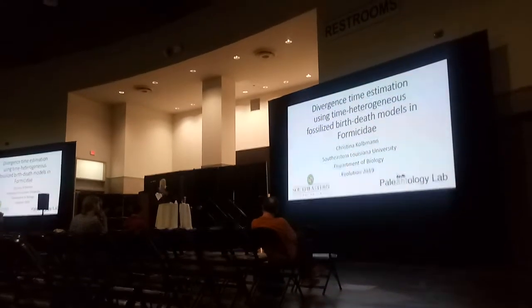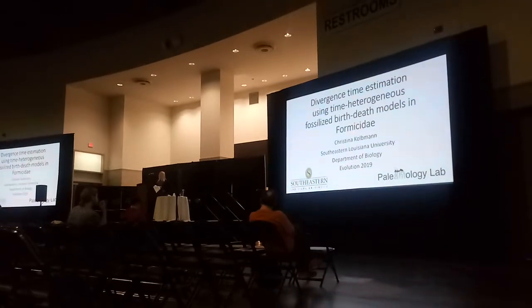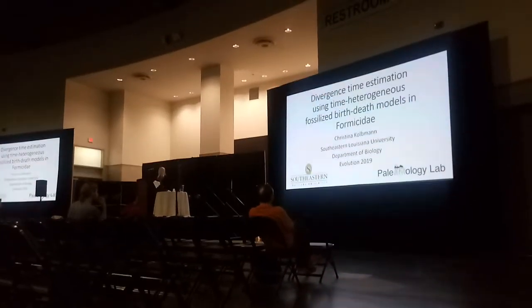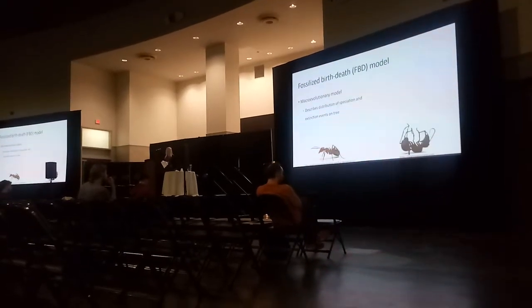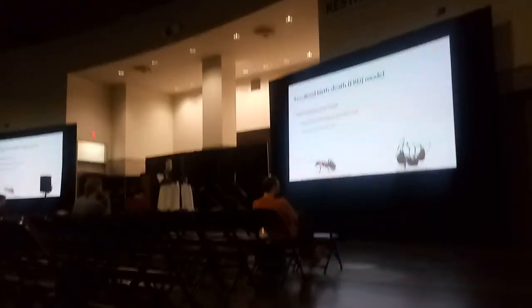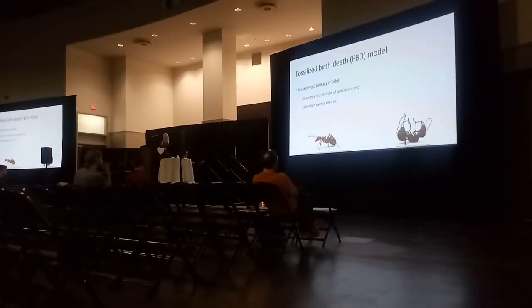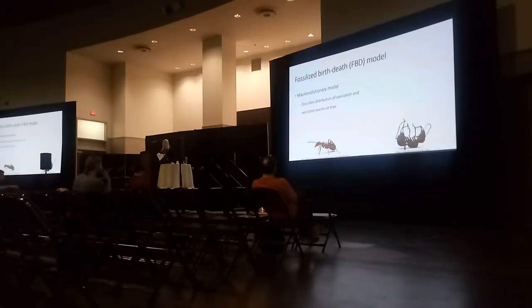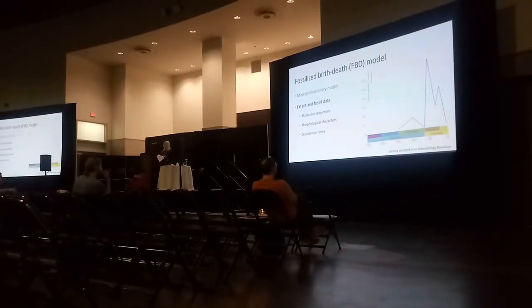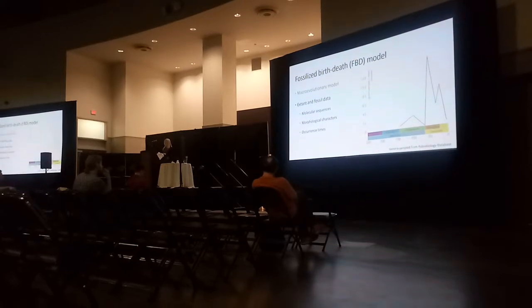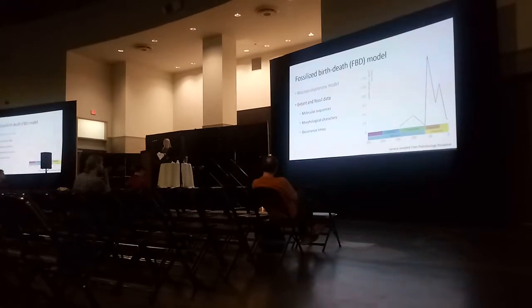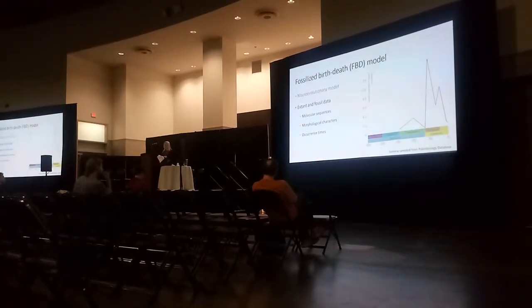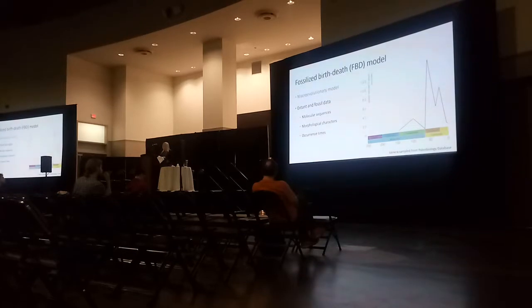Okay. So today I'll be talking about a part of my master's thesis, which is divergence time estimation using time-heterogeneous fossilized birth-death models in Formicidae. So the FBD model is a macroevolutionary model, as we've already heard today many times, but it describes the distribution of speciation and extinction events on a tree. And it does this by estimating divergence times, incorporating fossil data and extinct taxa into the same macroevolutionary process to timescale phylogenies. And this can be used with molecular sequences, morphological characters, and fossil occurrence data.